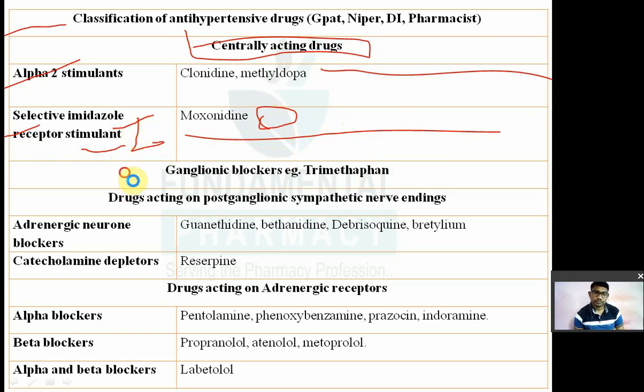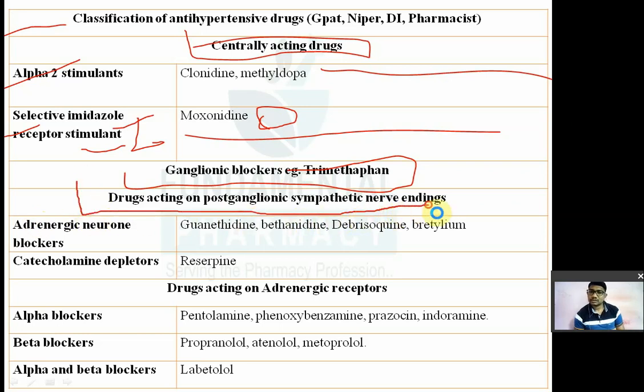Now the second class is the ganglionic blocker. For example, trimethaphan. And the third class is the drugs acting on the postganglionic sympathetic nerve. In that you have adrenergic neuron blockers. Examples are guanethidine, bethanidine, debrisoquine and bretylium tosylate. Then catecholamine depleters like reserpine. So one, two, three classes are done.